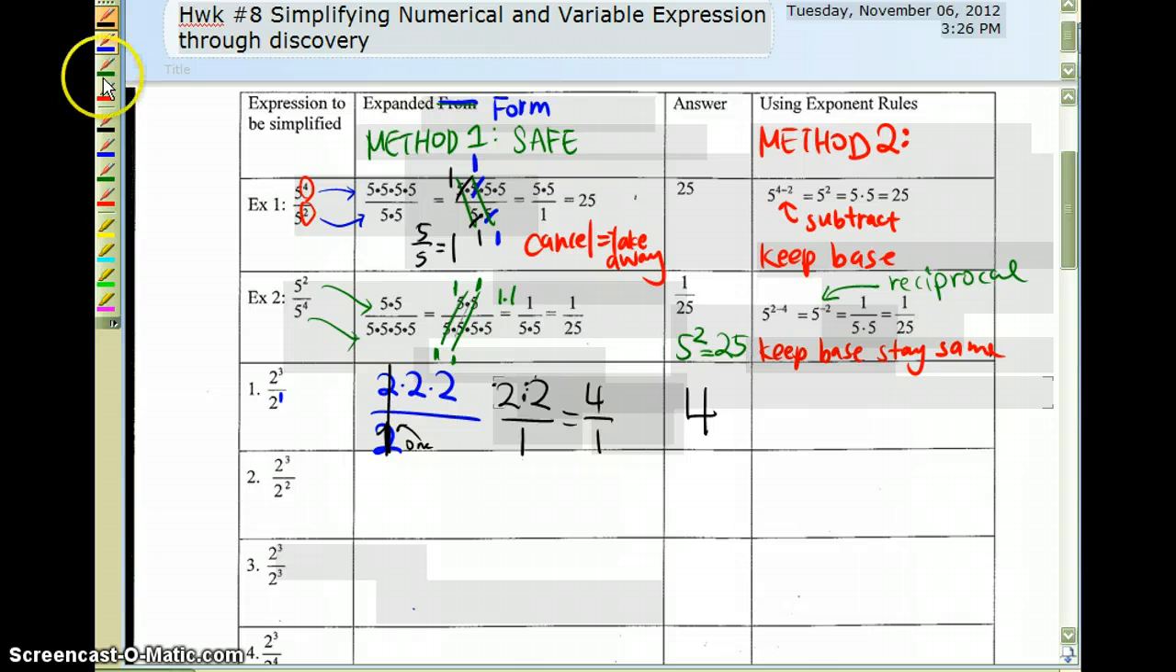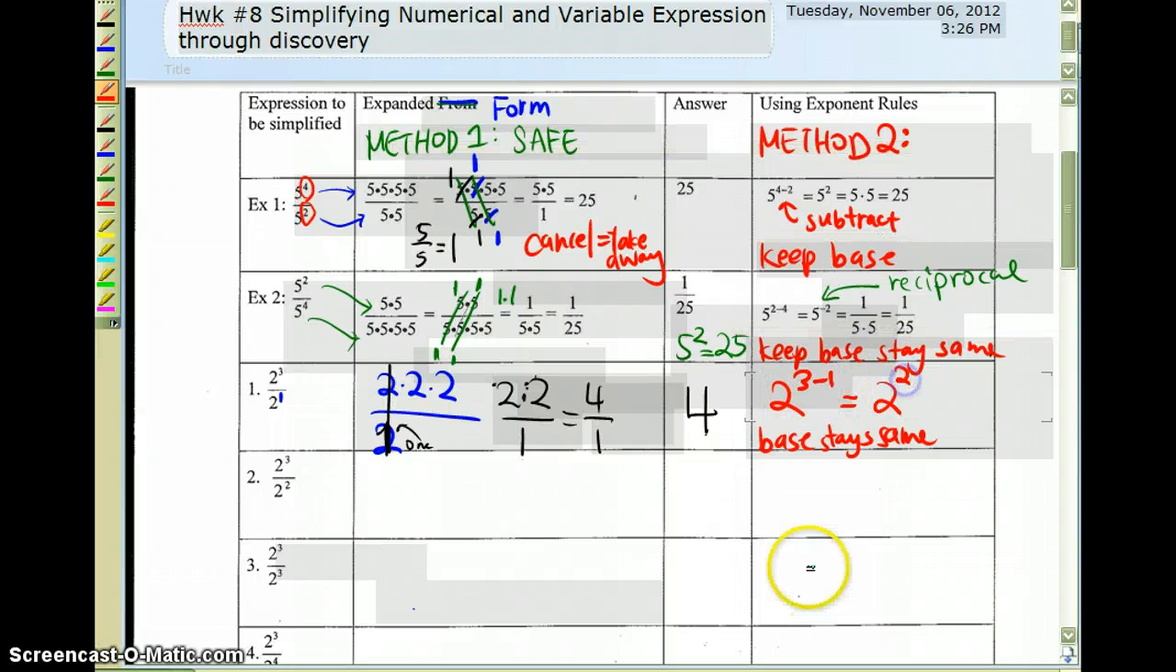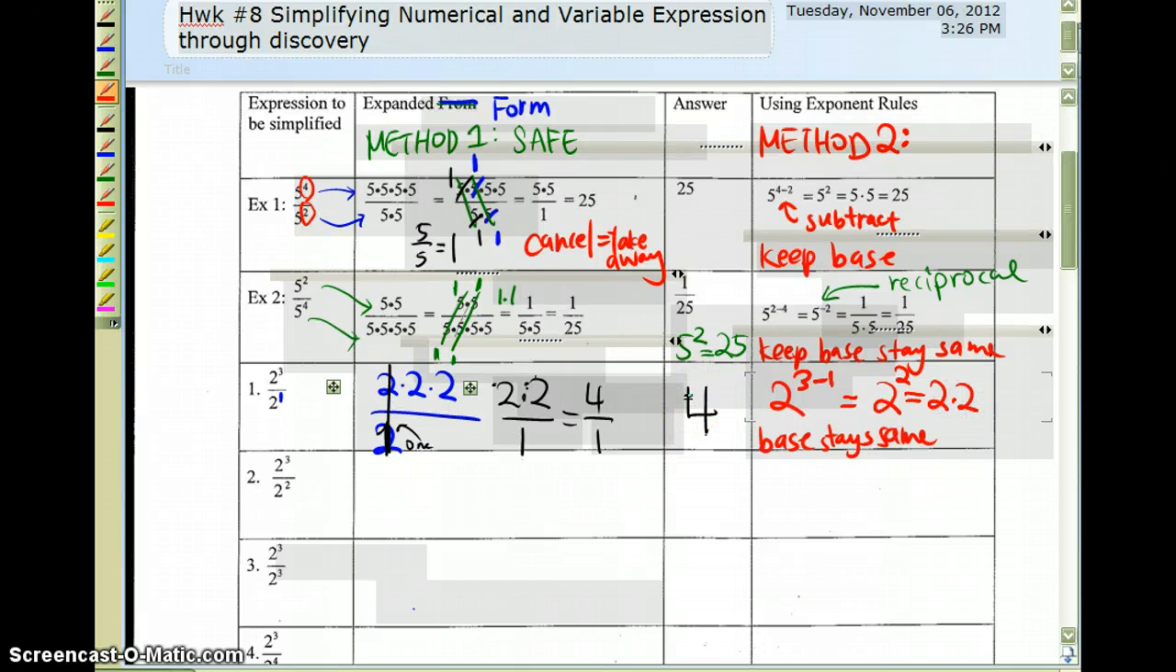If I use method 2, if I look at my problem, the base number is 2, so I'm going to keep the base, it stays the same. Seems like I should be subtracting because I'm canceling them out. So I'm going to subtract 3 minus 1 in that specific order. And then I will get the 2 base, still stays the same, and then I'm going to subtract 3 minus 2, which is 2. And then 2 to the second power is the same as 2 times 2, and 2 times 2 is 4, the answer I first got. And so I know that that is also correct.